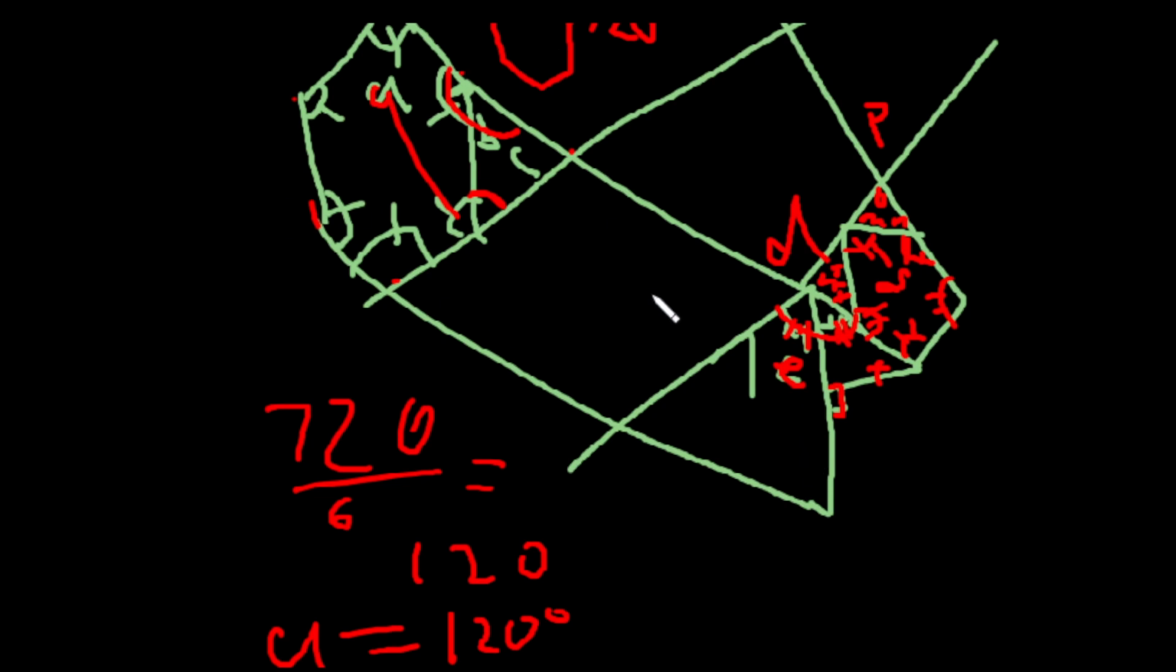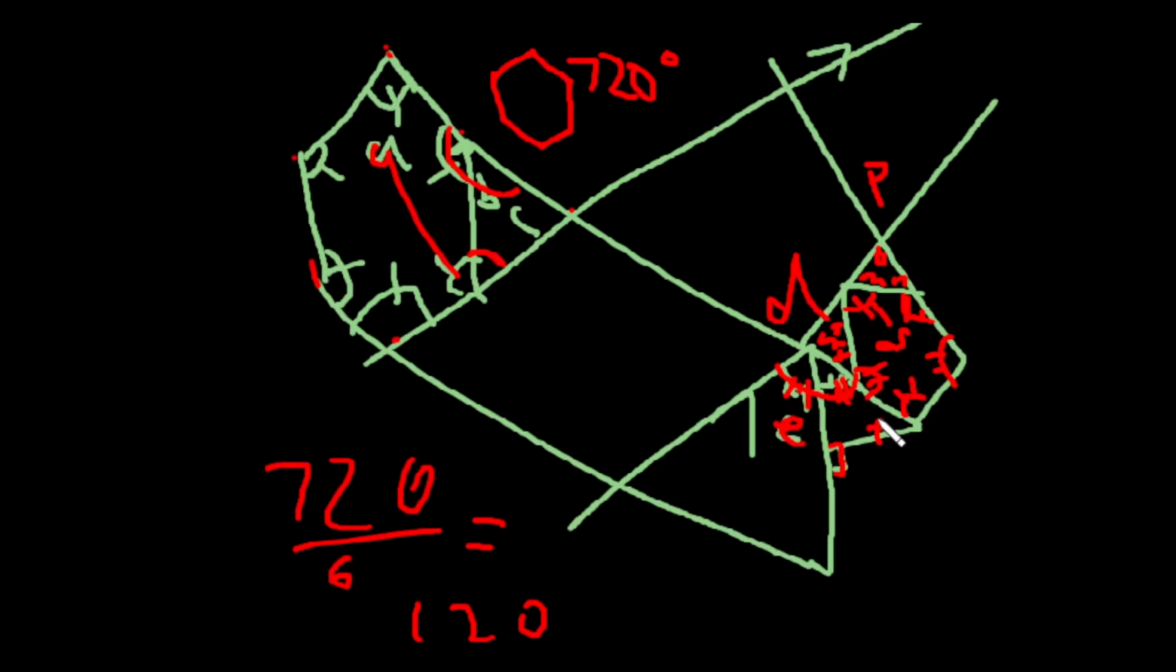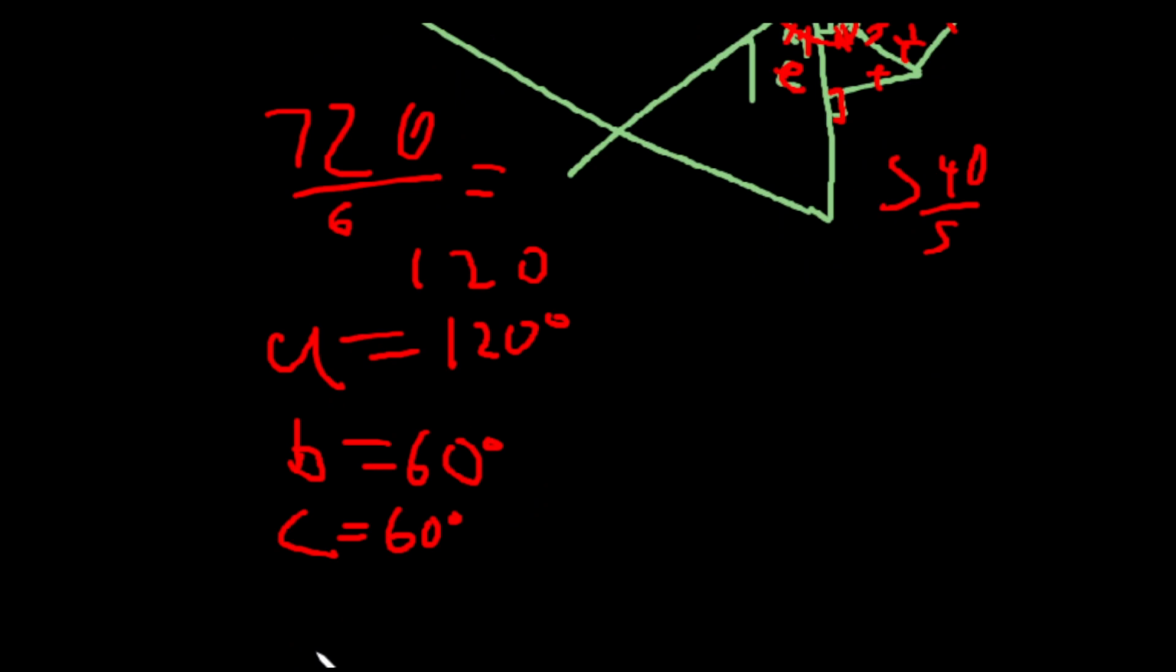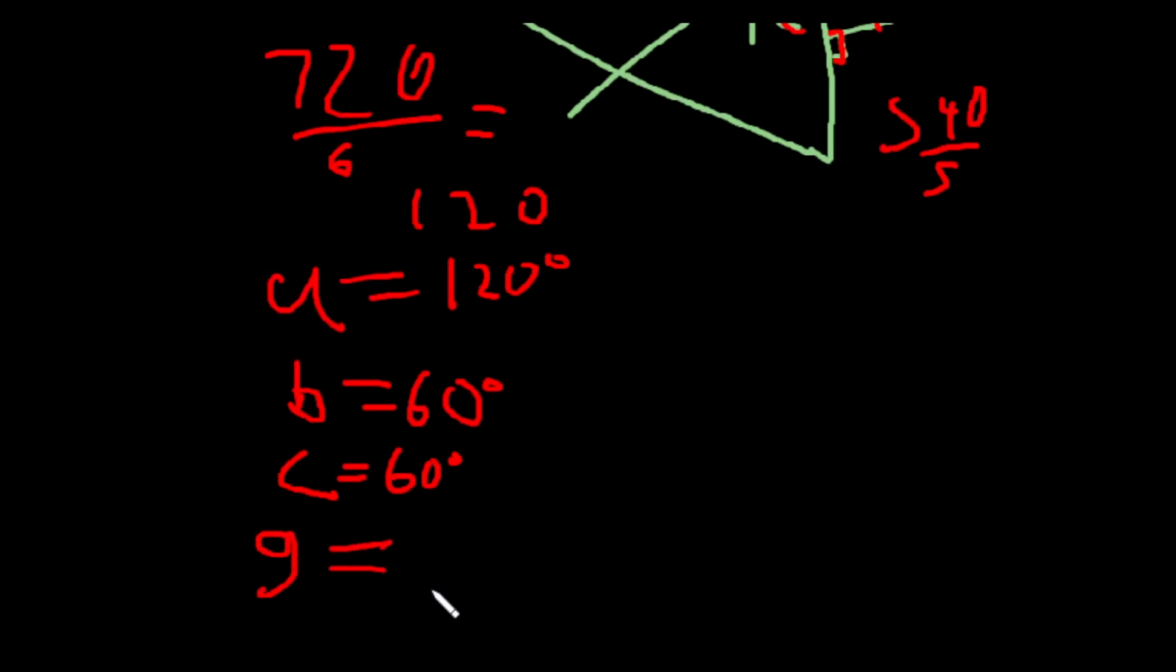So now, for E, actually, let's not do E, let's do G. So G in here, this is a pentagon. Hold on, I need a pentagon. The sum of angles of a pentagon is 540 degrees. So it's 540 divided by 5, which is 108 degrees. Right? So G equals 108 degrees.